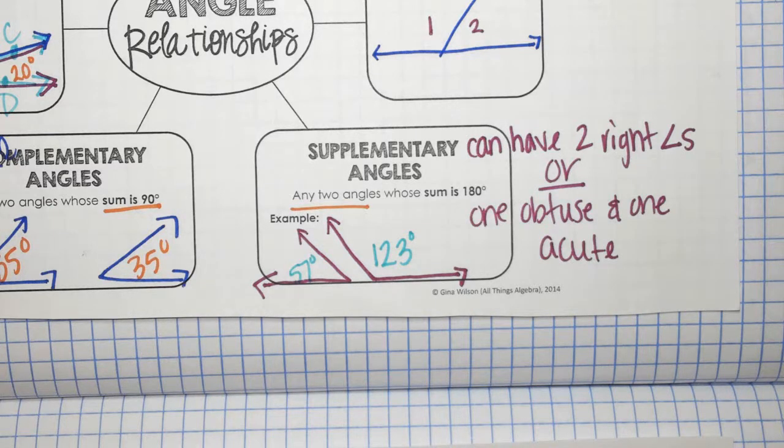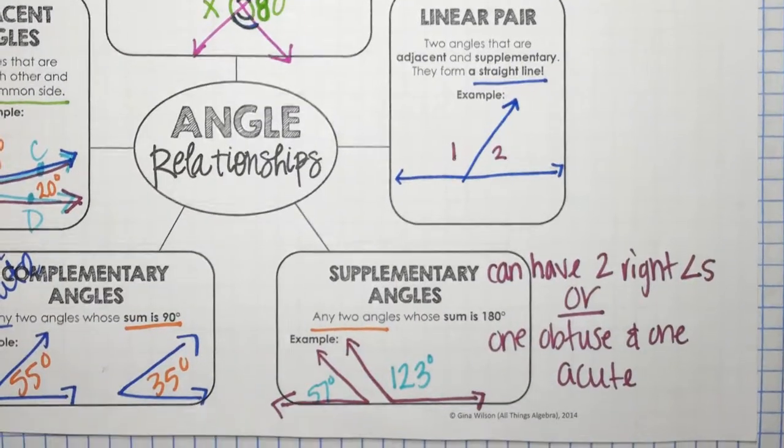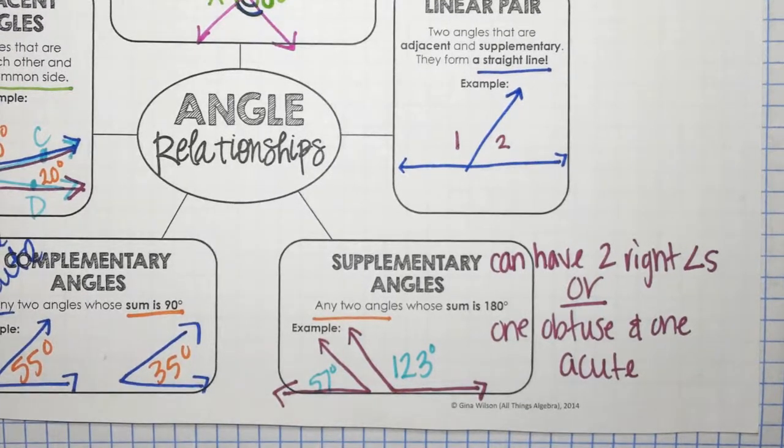What about a linear pair? They are adjacent and supplementary, so that's very important. Both of you take a point. They have to be adjacent and supplementary. Why do linear pairs have to be adjacent and supplementary? Because they form a straight line. Take a point, because they form a straight line.